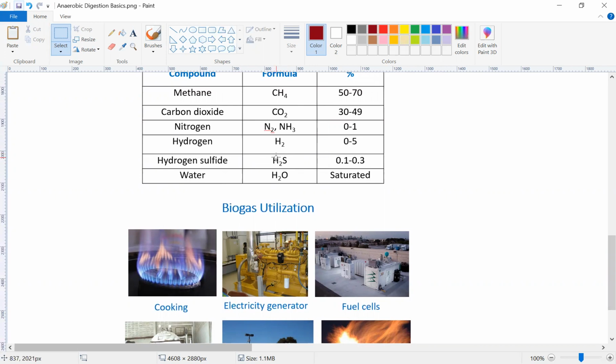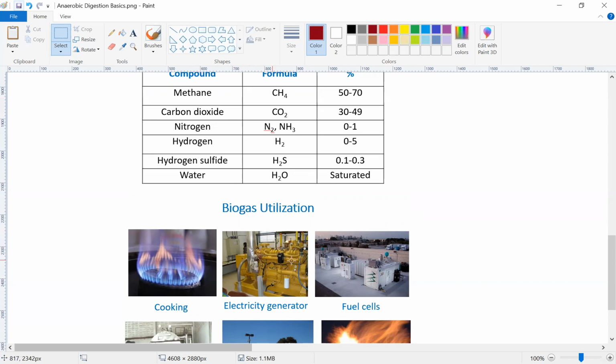Basically, be careful with that. It's a really harmful gas, so you need to remove hydrogen sulfide before burning the gas. Otherwise, it will cause problems to people around the stoves. For electricity generation, again, you need to remove hydrogen sulfide. Electricity generation here can be produced through an internal combustion engine, or via fuel cells.